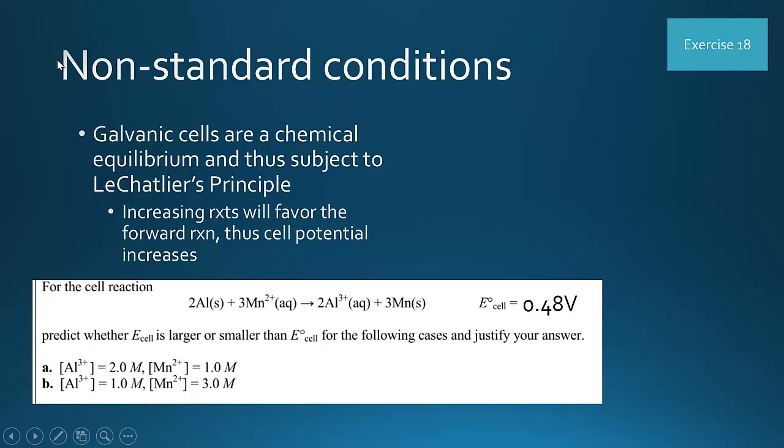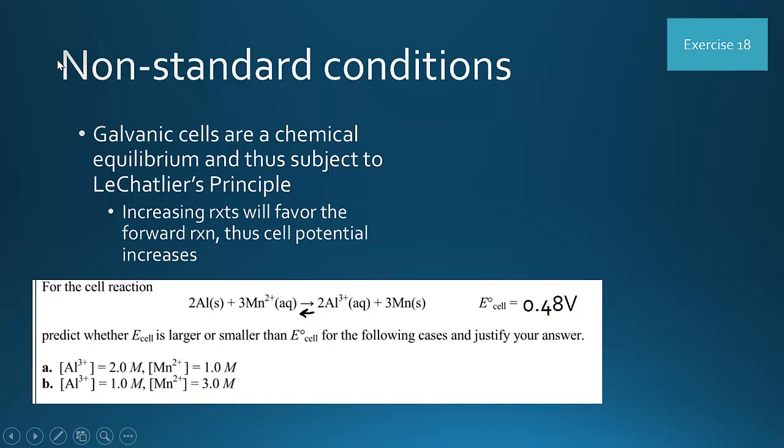These reactions are chemical reactions and will eventually establish an equilibrium. Therefore, they are subject to Le Chatelier's principle. If I increase the reactants or products, that will shift the reaction. Keep in mind that cell potential is calculated based off of 1 molar solutions. So if I were to change the molarity of the solutions, that's going to shift equilibrium in one direction or another. So for exercise 18, use Le Chatelier's principle to determine if the cell potential increases or decreases.